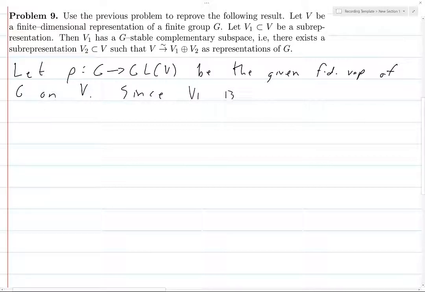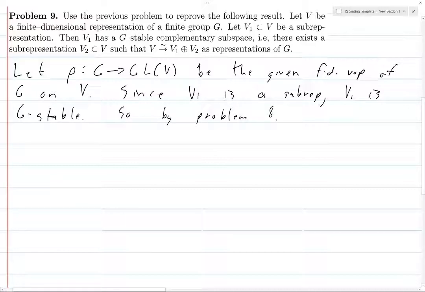Since V1 is a subrepresentation, V1 is G stable. Those two are equivalent. So by problem 8, V1 has a G invariant Hermitian inner product, and we'll call it just this inner product.